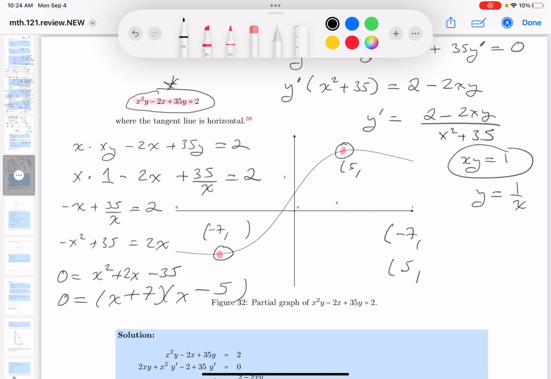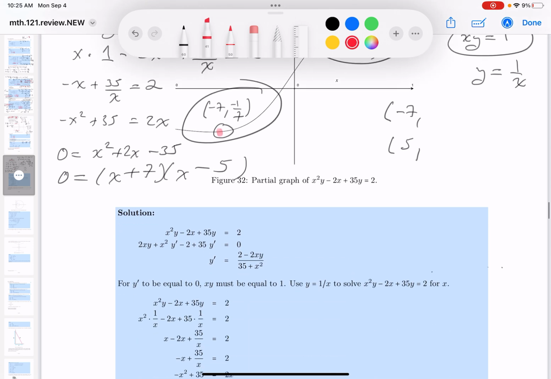I got to get the y, though. And the way I'm going to do that is right over here. x times y is 1. What does that mean? Well, if I have the x to be 5, the y would have to be 1/5. And if that's minus 7, the y would have to be minus 1/7. All right, I got the 2 points. Again, I could have made a mistake. It worked out pretty nicely.